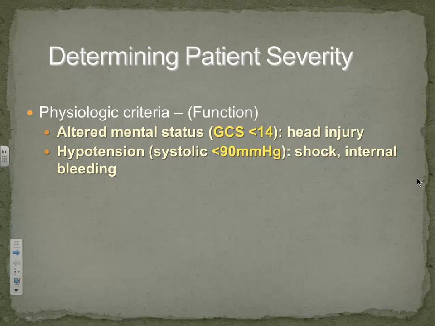If their blood pressure is very low, if they're obviously shocky, if they've got a systolic blood pressure of less than 90, then you're looking at some type of internal bleeding, or it could be external bleeding if they've lost a lot of blood. But outside of seeing blood loss, if they've got a low blood pressure, there's a good chance you've got some internal bleeding going on.